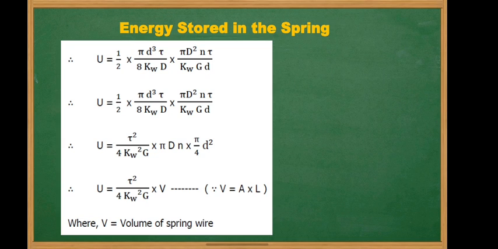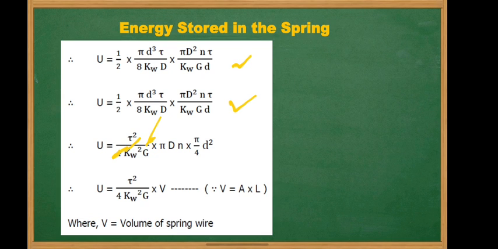Then the total energy stored in the spring wire is calculated by using the equation we have already calculated, that is half multiplied by P multiplied by delta. So put the values, and you will get the equation U is equal to half of pi d cube tau upon 8 Kw D multiplied by pi D square N tau upon Kw G d. So solve this equation. U is equal to 1 by 2 pi d cube tau upon 8 Kw D, so pi D square N tau upon Kw G d.